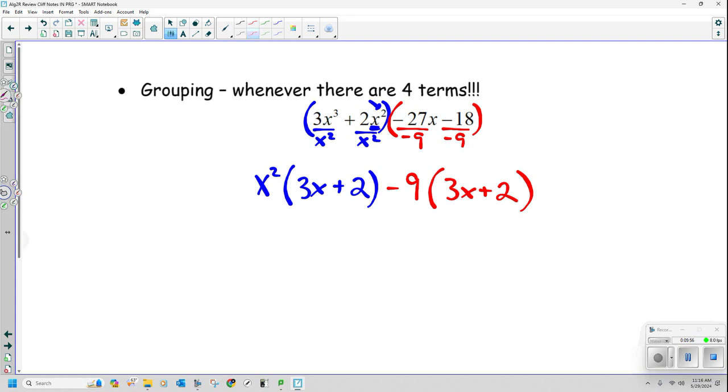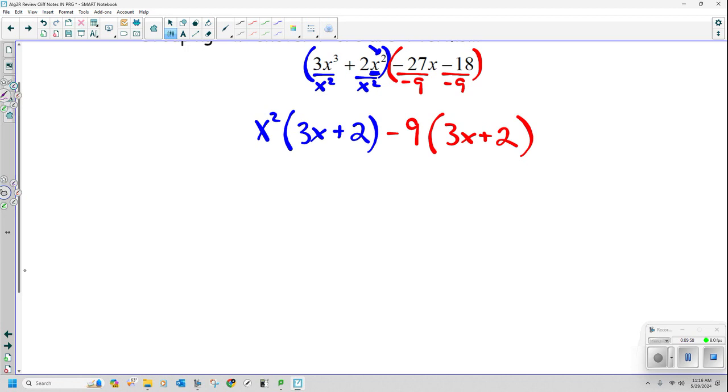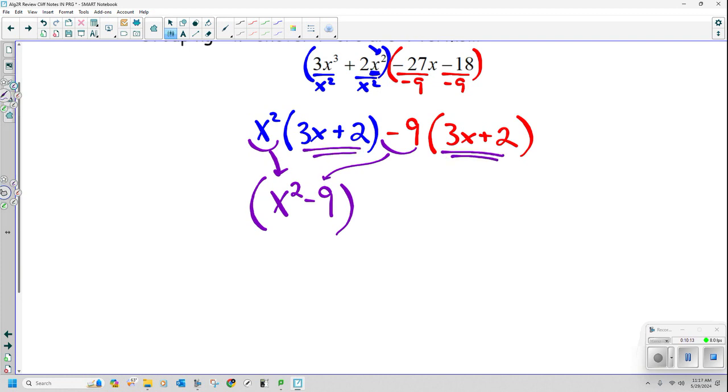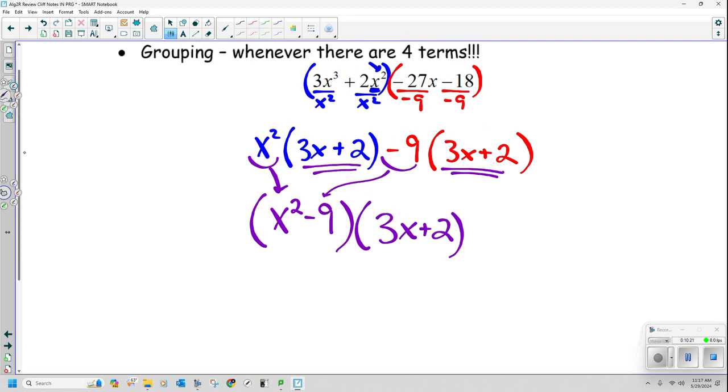Okay? And now it's the point where I just copy. I know some of you are good at doing that. Yeah. My x squared and my negative 9 go in one parenthesis together. Okay? They go in one parenthesis together, both of those GCFs. This just gets written once. I don't have to write it twice. There you go. This is factored, but it is not factored completely.